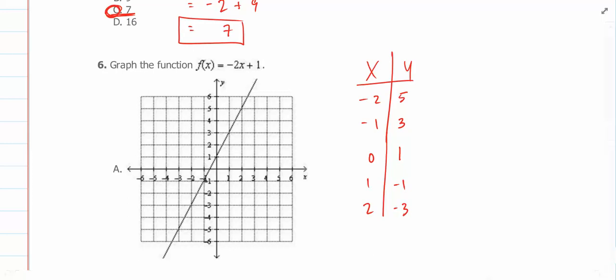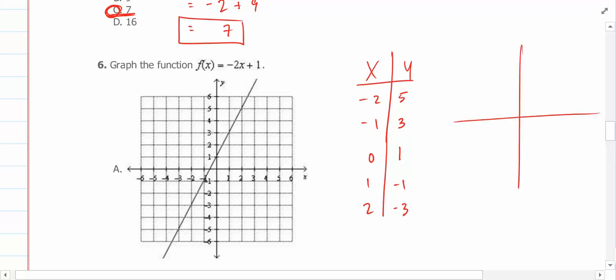Now, if I graph these, and I'll just sketch a graph here, at negative 2, I should be 5 units in the air. At negative 1, I should be 3 units in the air. At 0, I should be 1. At 1 unit, I should be 1 unit below the x-axis. And at 2 units, 2 to the right of the origin, I should be down 3 from the x-axis. And so what I'm looking for is a graph that follows these coordinates.